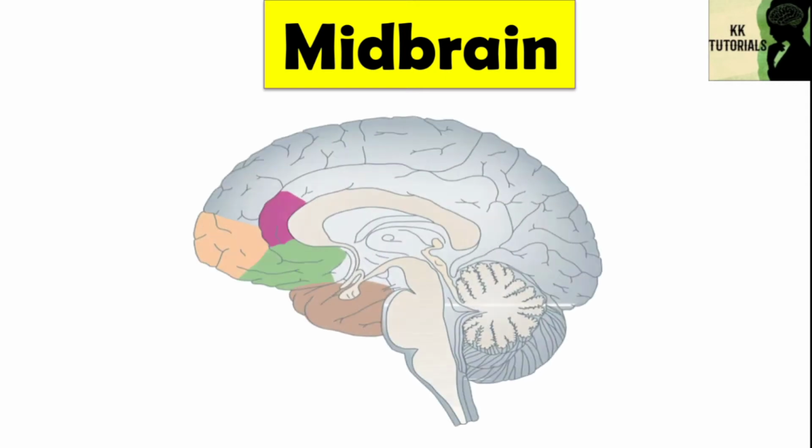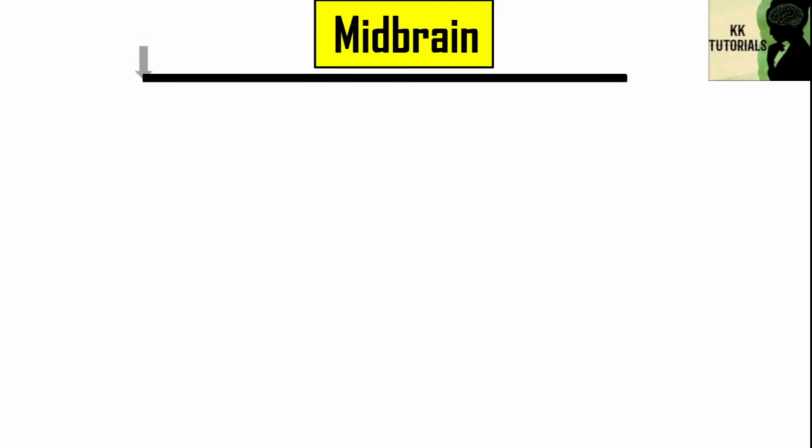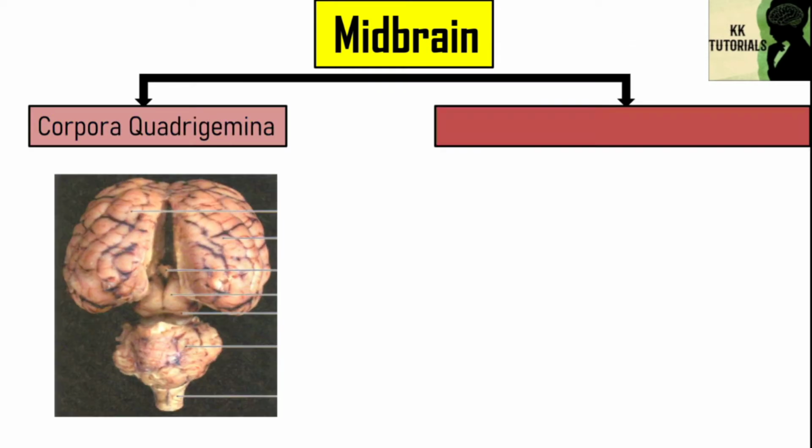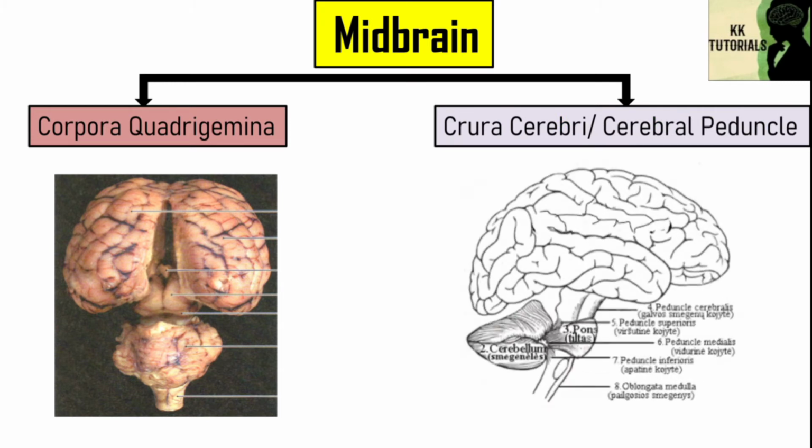In this part of the brain anatomy lecture series, we are going to discuss the midbrain. Midbrain consists of two important parts, Corpora Quadrigemina and Crura Cerebri, also called cerebral peduncle. Before starting with the in-detail study, you must know the exact location of the midbrain.